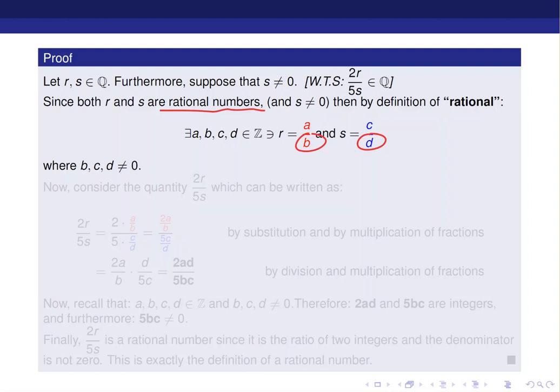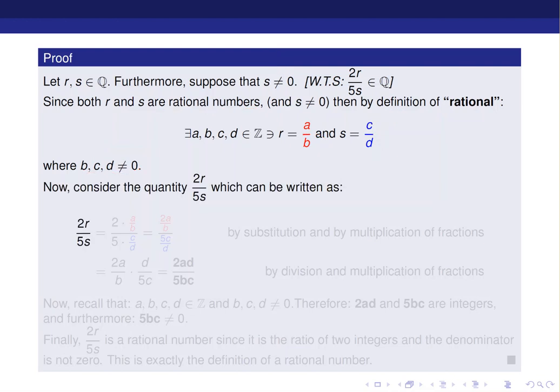But I'm also adding an extra letter over here called C, and I'm saying C is not equal to 0. Why can I make this assumption? Well, because S is chosen to be not equal to 0. For S to be non-zero, the numerator C has to be different than 0. So that's the reason why you're seeing an extra condition on this line.